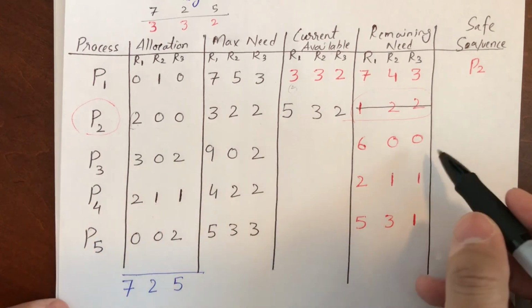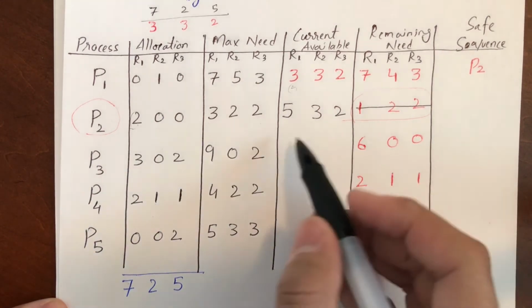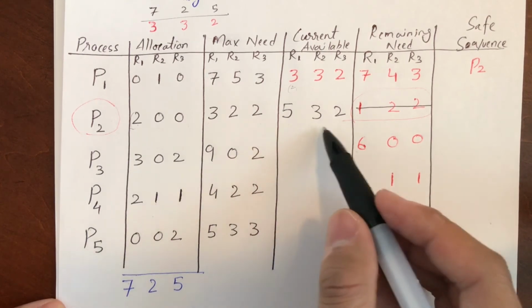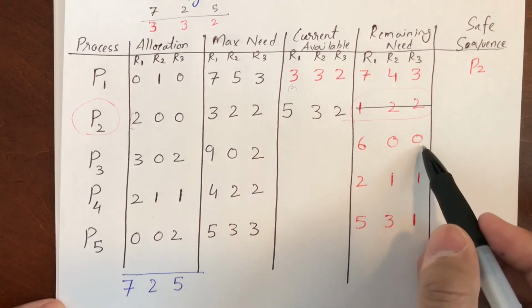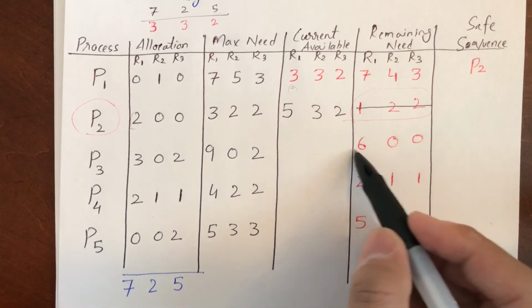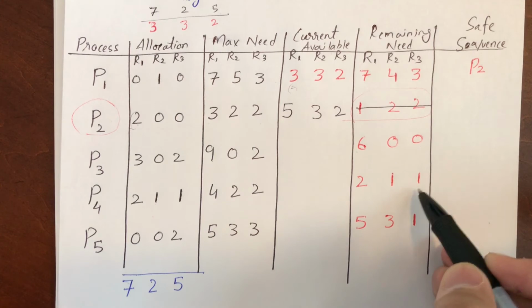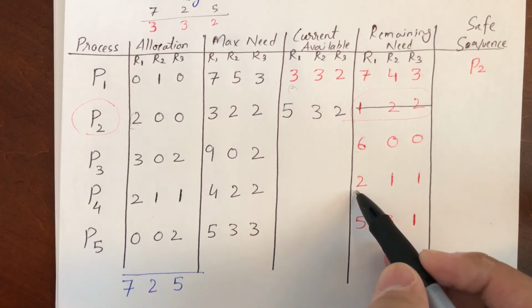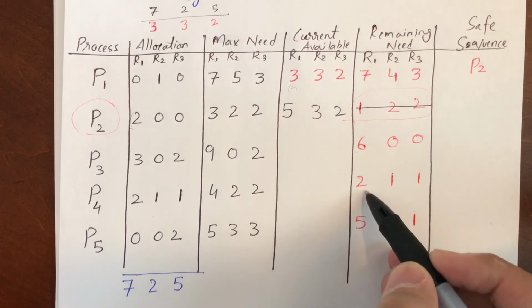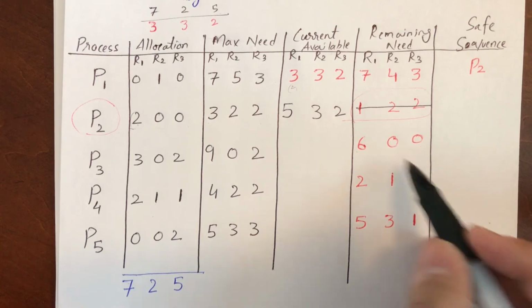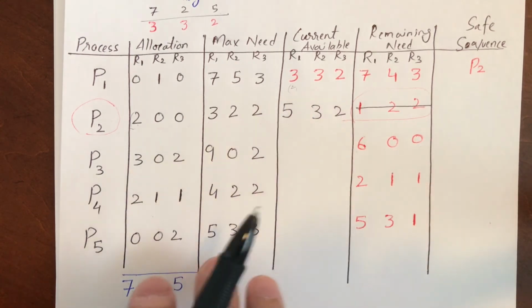Next, we will check our process P3. Again, it requires 6 instances of R1. We just have 5. Although it doesn't require R2 and R3, we cannot satisfy it because it requires 6 and we have 5 only. So we will go to the next. Next is P4. It requires 2 instances of R1, 1 instance of R2, 1 instance of R3. So we can 100% satisfy that.